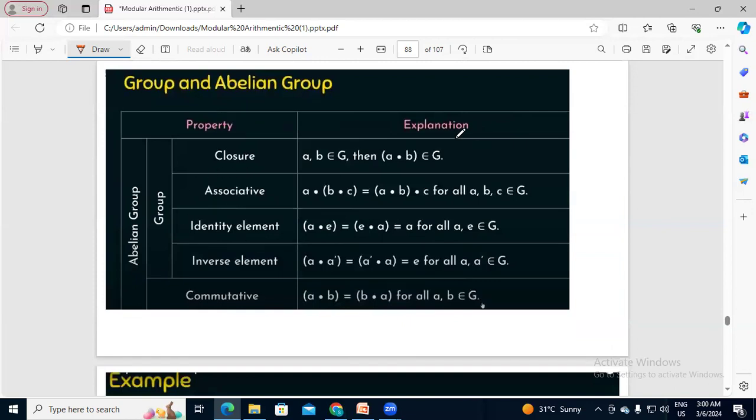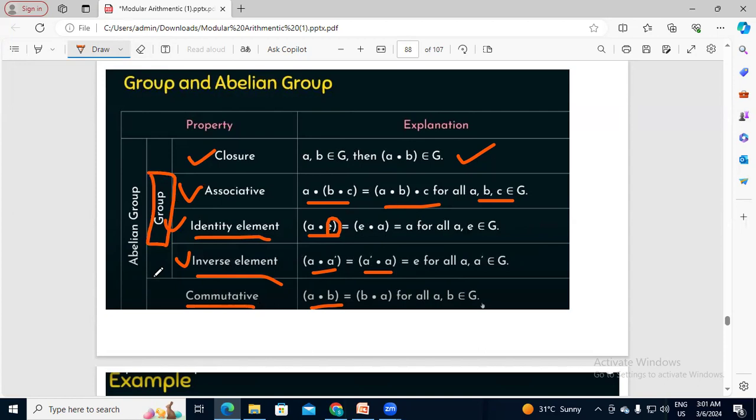So we try to understand with this. The closure is this, right? When A and B belongs to G, then A dot B also belongs to G. Associative: A into B into C will be equivalent to A into B into C, for all A, B, C belongs to G. Identity element: there exists an identity element. Then inverse element. And the commutative. So CAIN will be called a group. Along with this, if the group is following commutative, that becomes the abelian group.